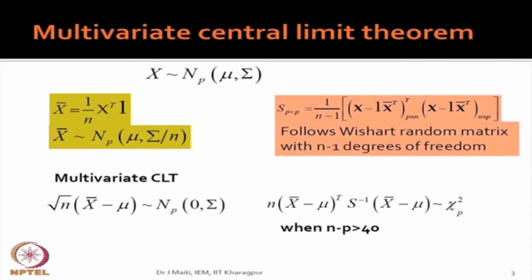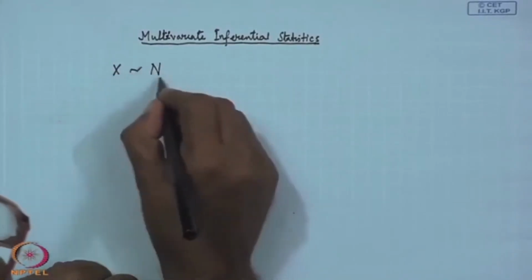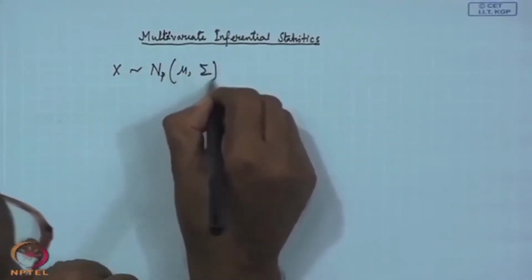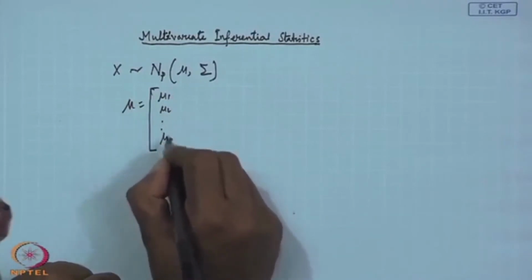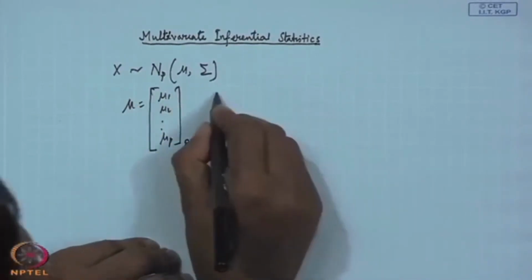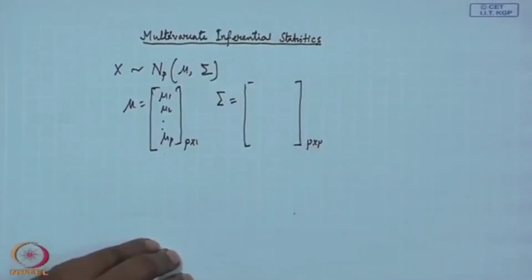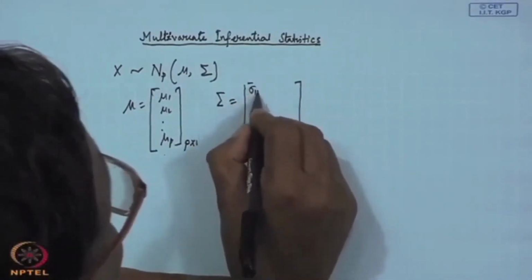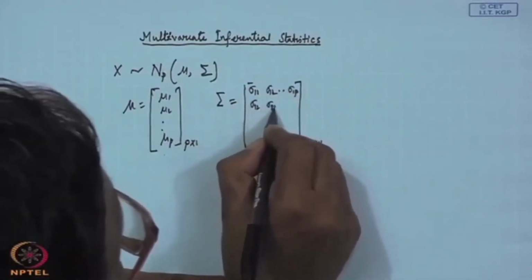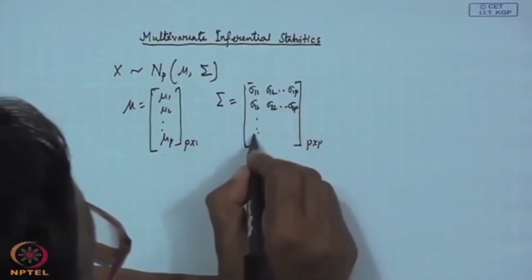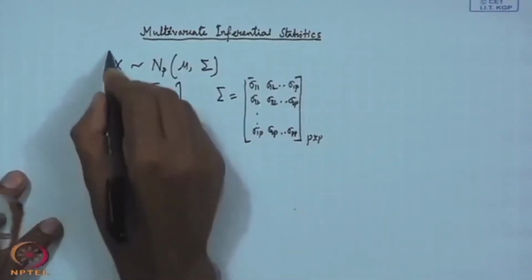Now let us think that you are sampling from a multivariate normal distribution, where the population parameters are mu, which is mu1, mu2, a mu vector p cross 1, and your covariance matrix is p cross p, with elements sigma 1 1, sigma 1 2, sigma 1 p, sigma 1 2, sigma 2 2, sigma 2 p, and sigma 1 p, sigma 2 p, sigma p p. This is your population.